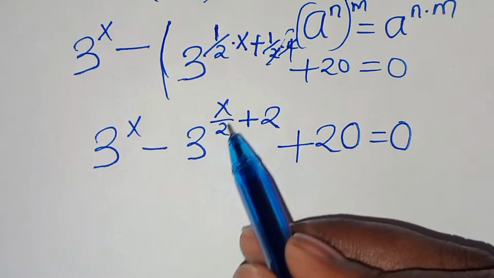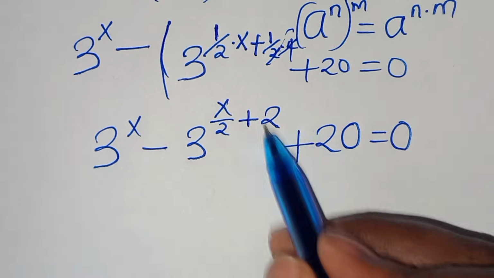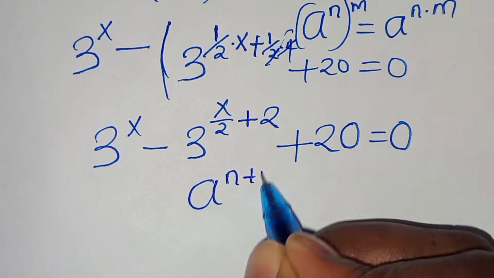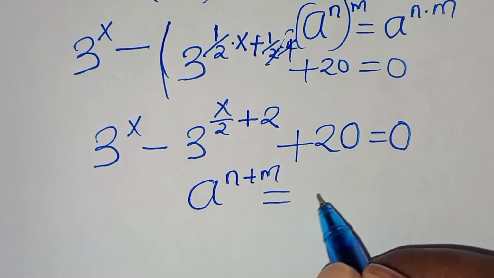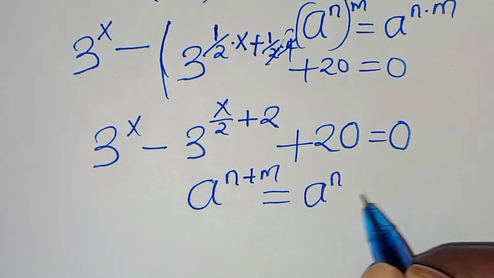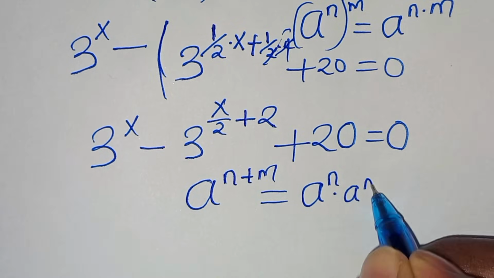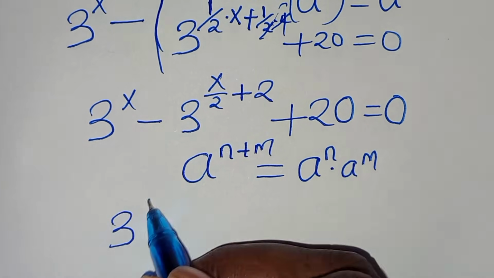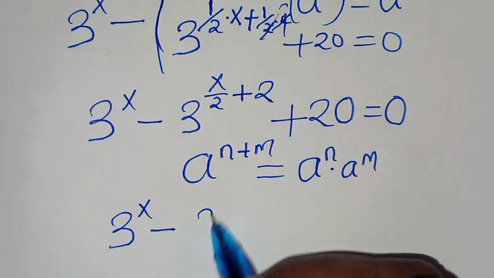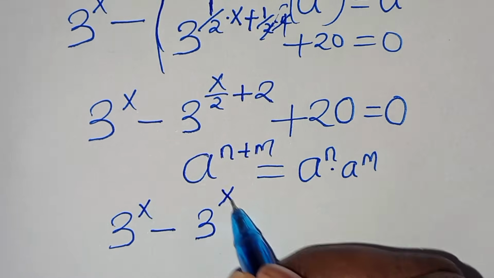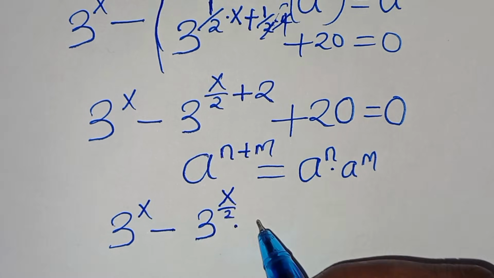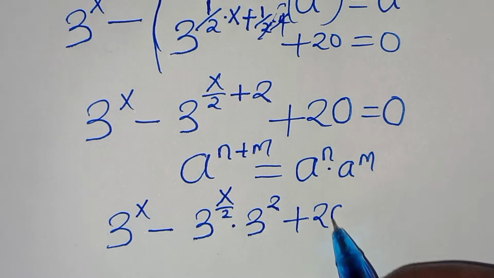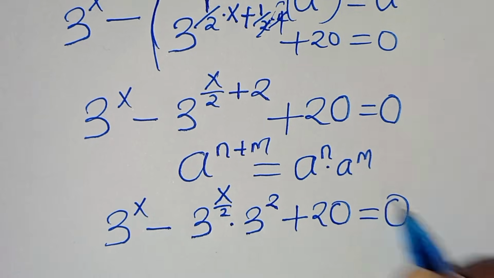3 to the power of x over 2 plus 2 is in the form of a to the power of n plus m, which we can express as a to the power of n multiplied by a to the power of m. So this is 3 to the power of x minus 3 to the power of x over 2, multiplied by 3 to the power of 2, plus 20, is equal to 0.